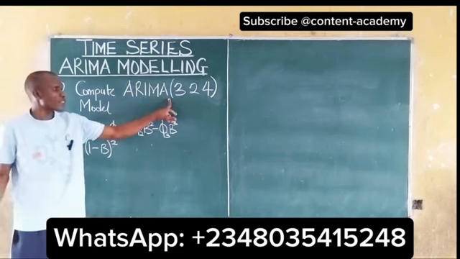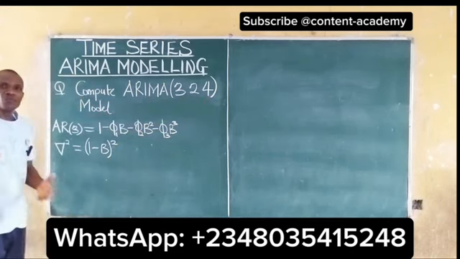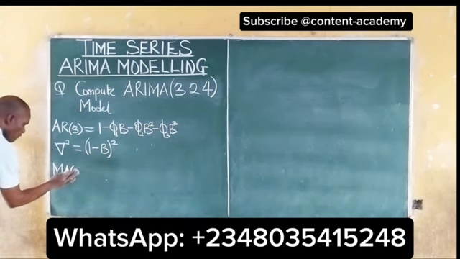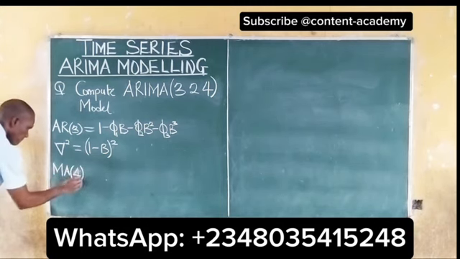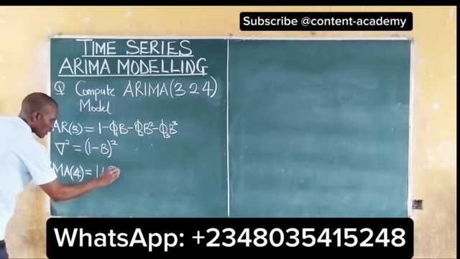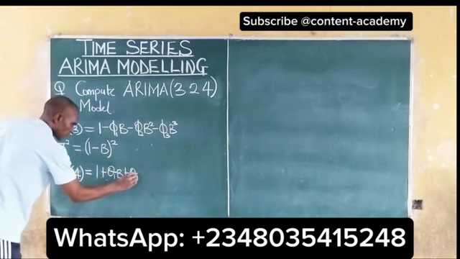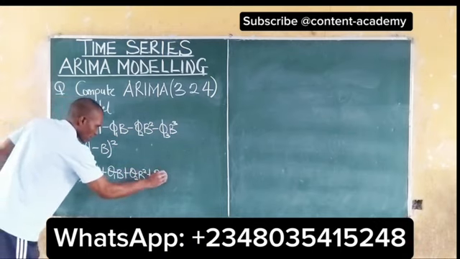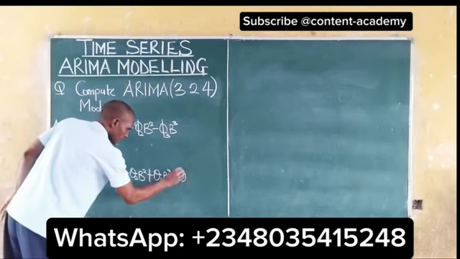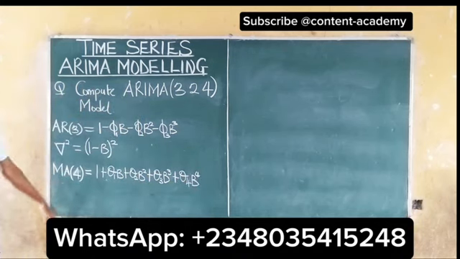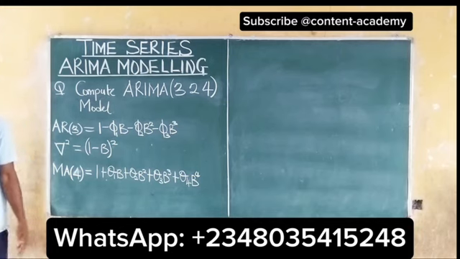Now, the moving average part is of order 4. So we have moving average of order 4, which will give us 1 plus theta 1 B plus theta 2 B squared plus theta 3 B cubed plus theta 4 B to the power of 4. So this is what we have.